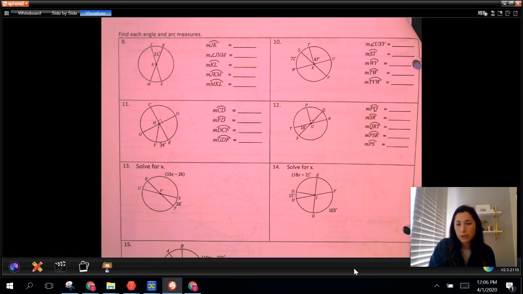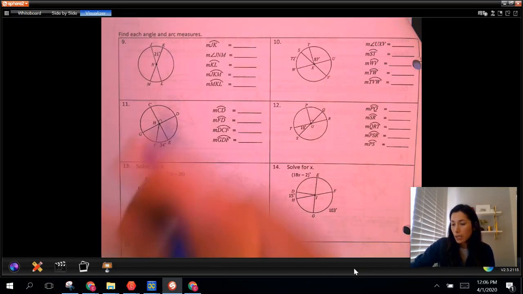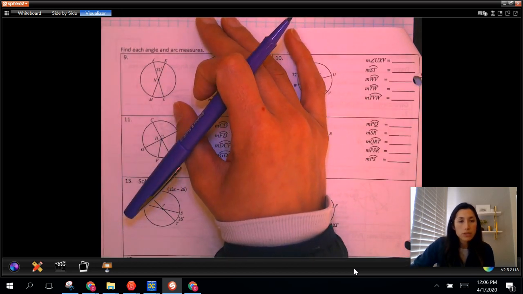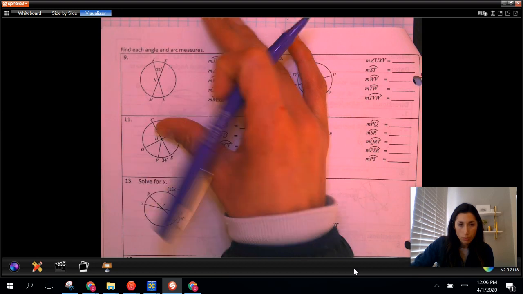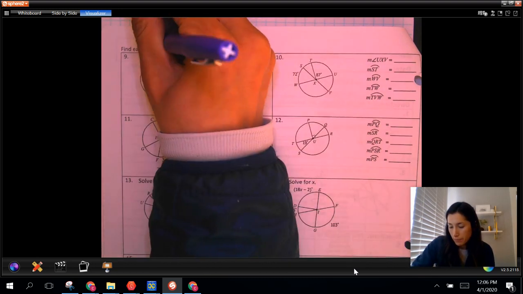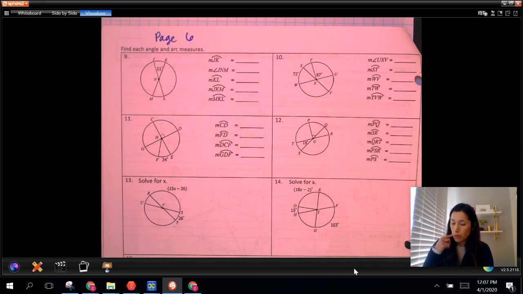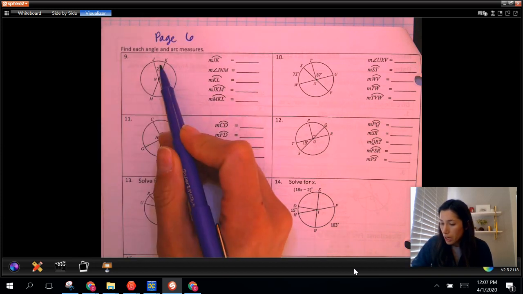I'm going to be going over a little bit on page 6 and 7 of your packet just to help you get started. Remember, if you start at lesson 1 and you number the pages starting with 1, this will be page 6. And so I'll just do a few questions on page 6 and 7 to get you going here. So let's start with this first question.